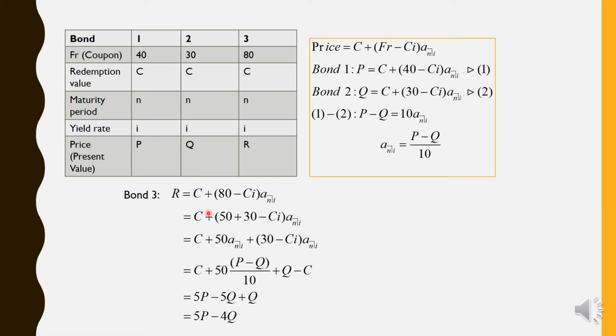Next, we can find the price formula for bond 3 and we will get C plus 80 minus C over I a_n. Then we can split this 80 into 50 plus 30 to obtain 50 a_n. For the a_n, we can substitute with P minus Q over 10, and for the remaining term, we can substitute from here, which is Q minus C. After some simplification, we will get R equals 5P minus 4Q.